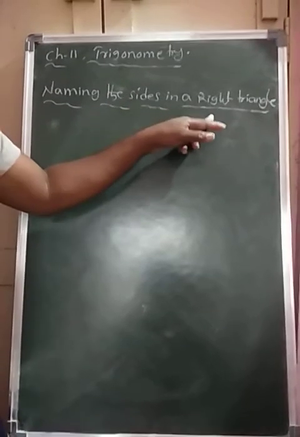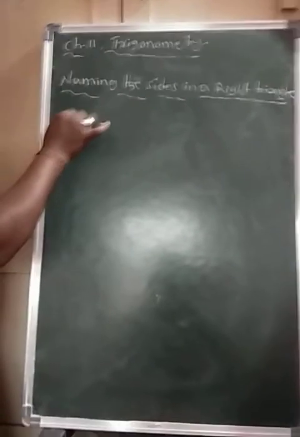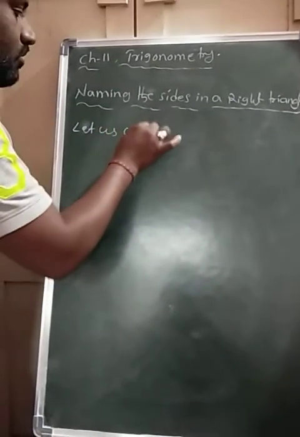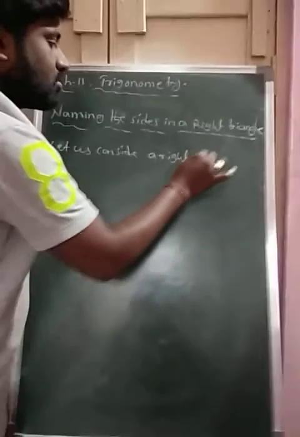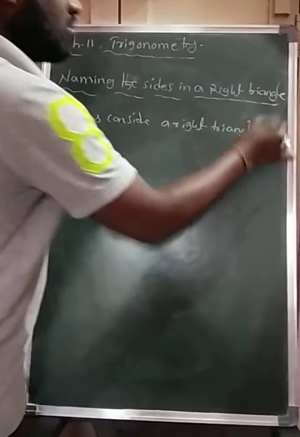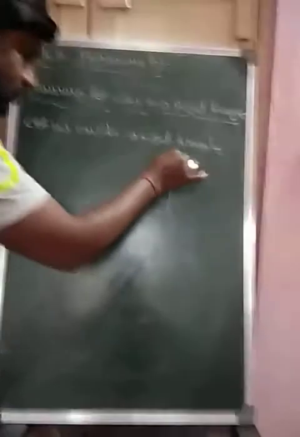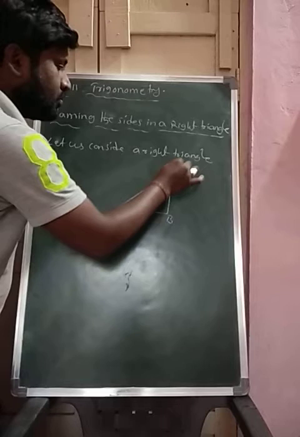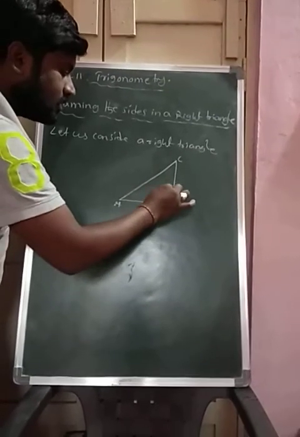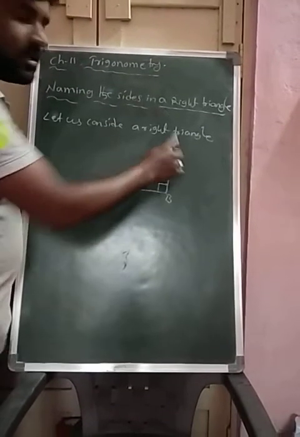Now, naming the sides in a right triangle. Let us consider a right triangle. See, I am taking it like this. Triangle ABC is a right triangle. Right angle at what now? B. ABC is a right triangle.